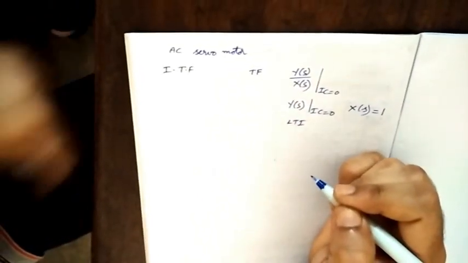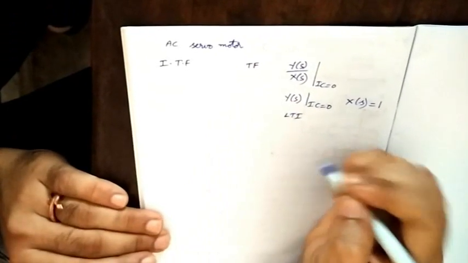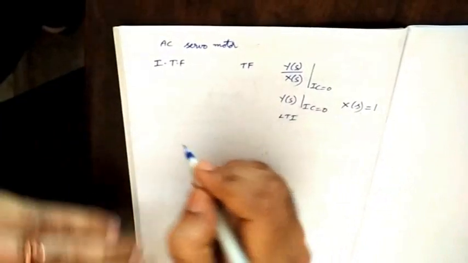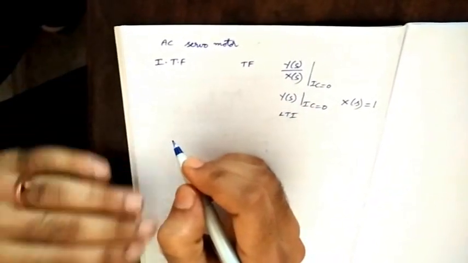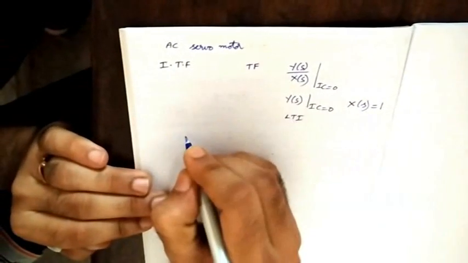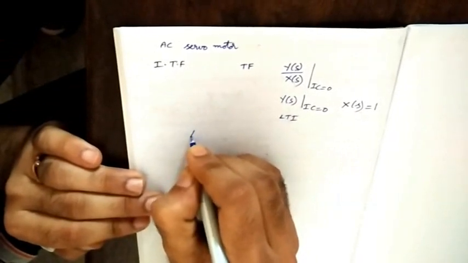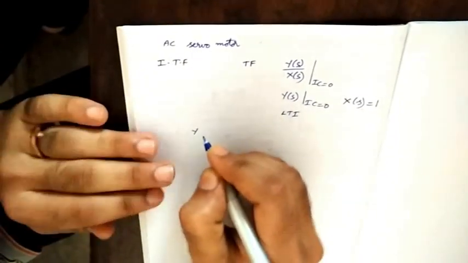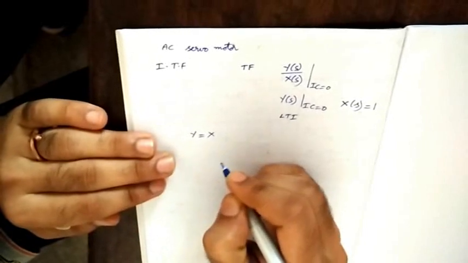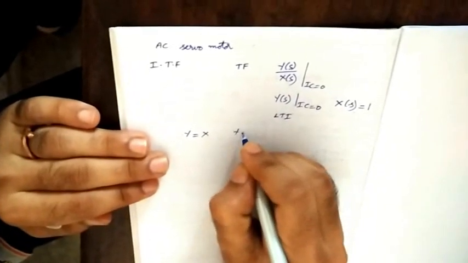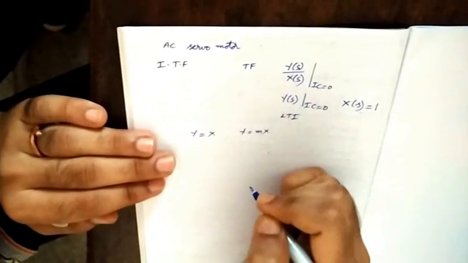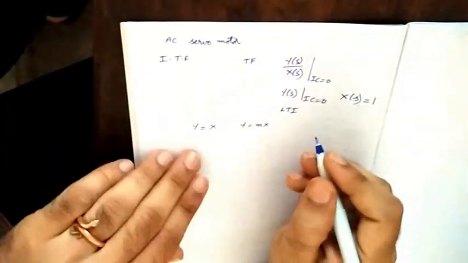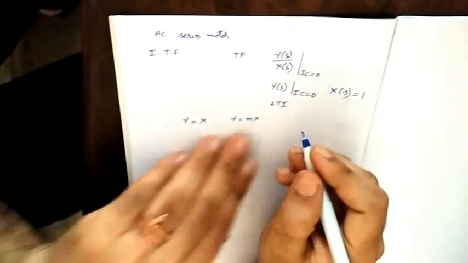But if the system is non-linear, we cannot find this relationship. So for that, I am going to tell how we are going to linearize the system. You can interrupt me if you have any doubts, okay? y is equal to x, is it linear? Yes, sir. y is equal to mx, is it linear? Yes, sir. But it is not a dynamic system, it is a static system.